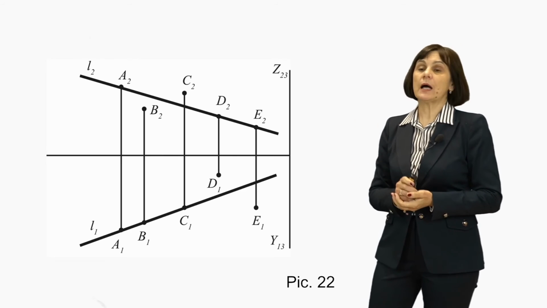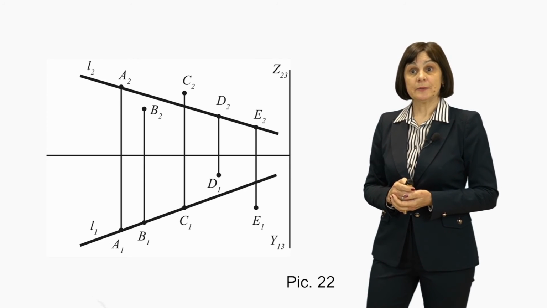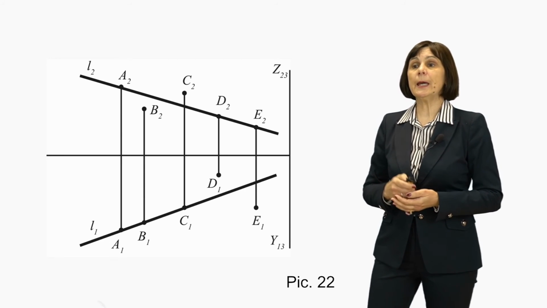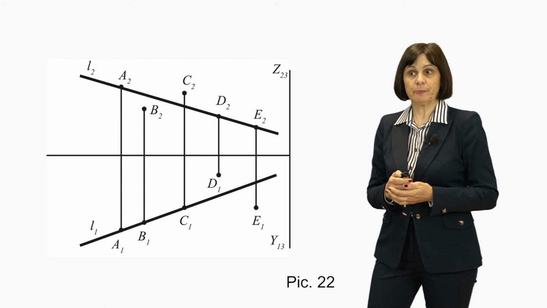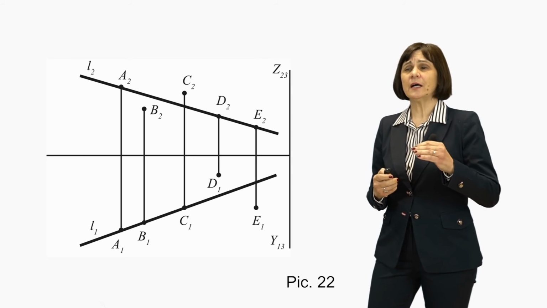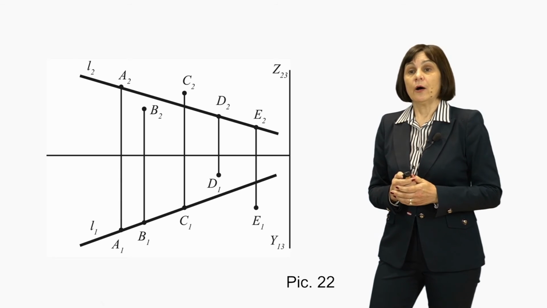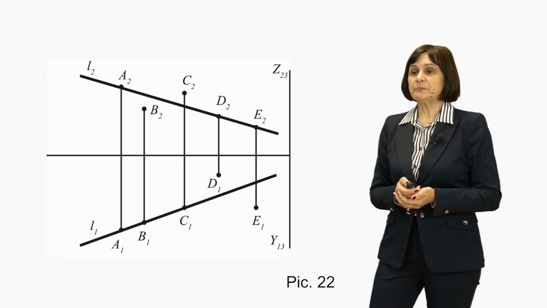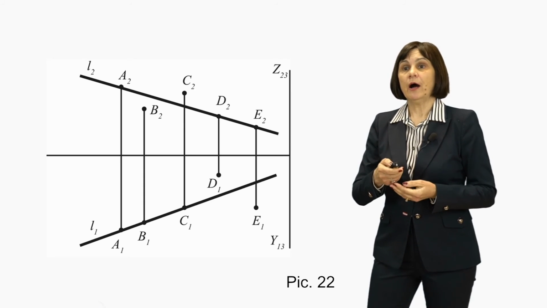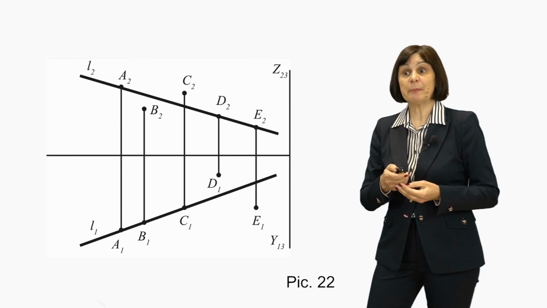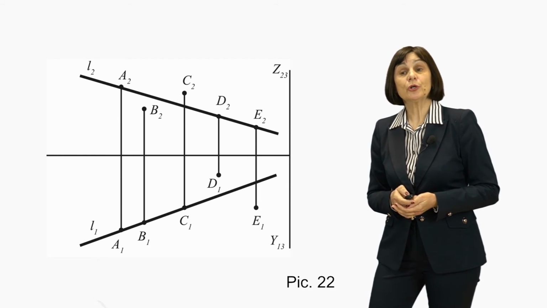On the third example, the projection of point C is located above the projection of the line on the frontal plane and is located on the line on the horizontal plane. What does it mean for us? This means that the point C is located above the line in space. That means that the point does not belong to the line.